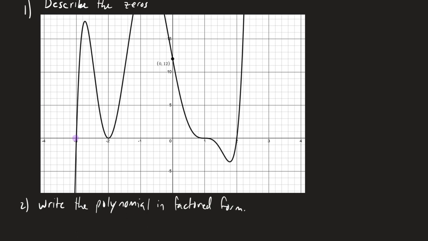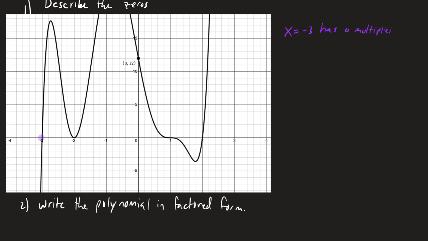So x equals -3 would be one of the zeros, and I would describe that as, since the graph is passing straight through that point, it has a multiplicity of 1. So when the graph goes straight through like that, that's a multiplicity of 1.